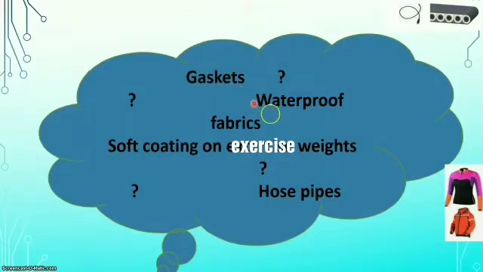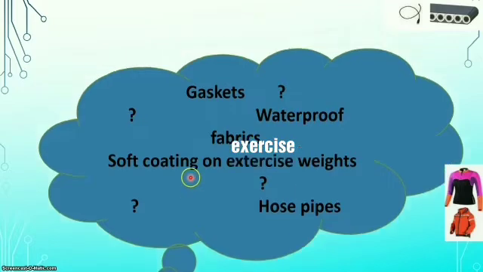Students, what do these gaskets, waterproof fabrics, soft coating on exercise weights and hose pipes have in common? They all are made up of one kind of polymer, and that is known as neoprene. Neoprene is also known as polychloroprene or CR. What is this CR? CR means chloroprene rubber. Polychloroprene. Poly means many and chloroprene is the monomer which is required for the preparation of neoprene polymer. So neoprene is the polymer which contain large number of chloroprene units.